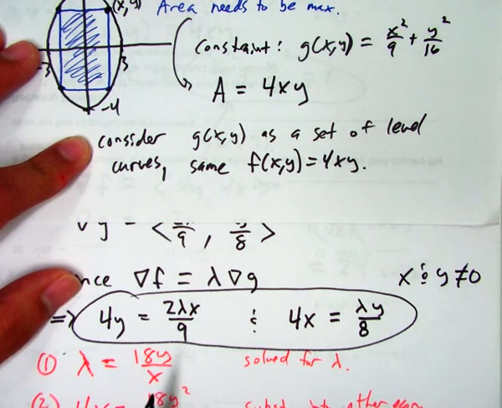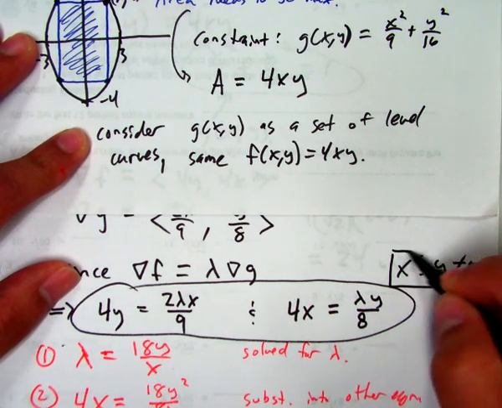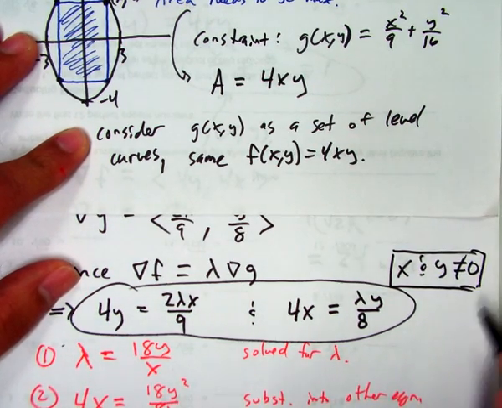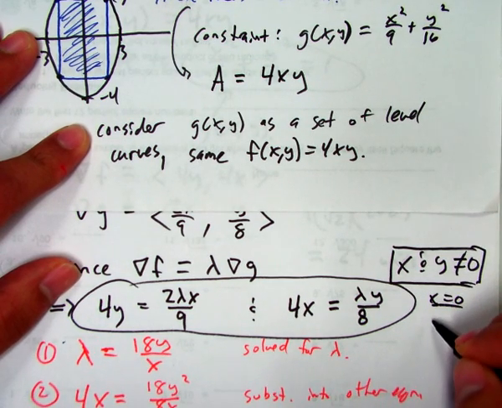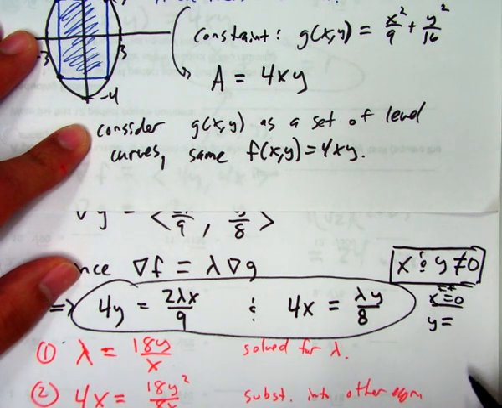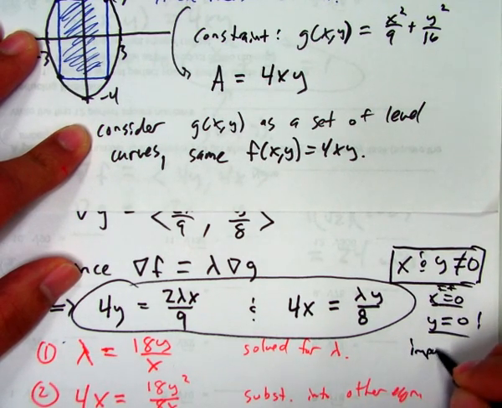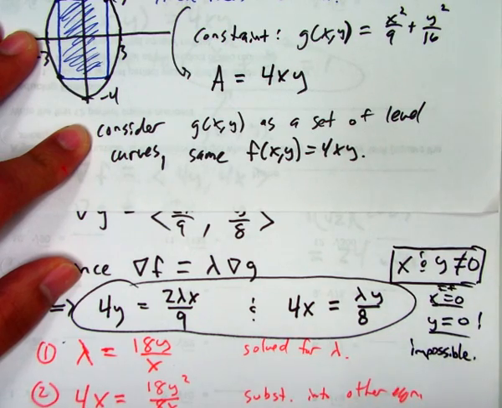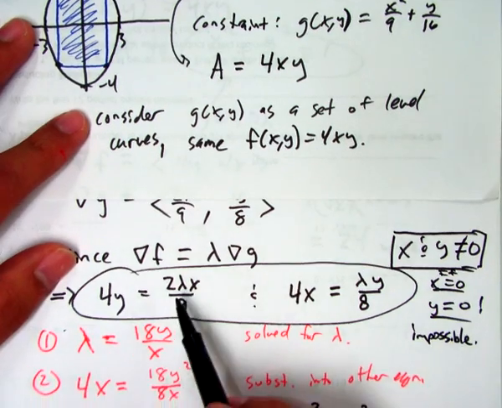Okay? Now, what you have to look out for is maybe, what if x is 0? Can y be something else? No. So if x is 0, what does y have to be? Y has to be 0. So if x equals 0, y has to be 0. This is impossible because why? The area is 0. Then the area is 0. Does that make sense?